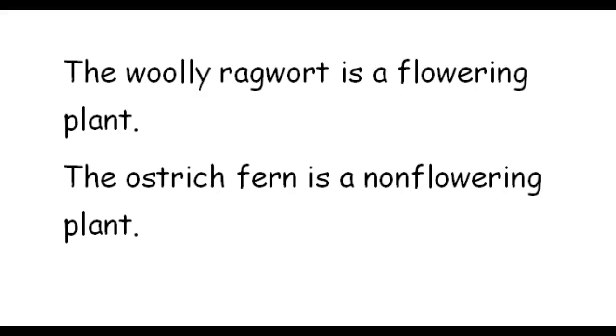So in Sarah, Plain and Tall, there was a song about the woolly ragwort that Caleb made up. We're going to look at these sentences and see if we can figure out how to use the meaning of the prefix non to determine the meaning of a new word. Okay? The first sentence: the woolly ragwort is a flowering plant. The ostrich fern is a non-flowering plant. The first sentence tells me that the woolly ragwort is a flowering plant, or a plant that has flowers. The second sentence tells me that the ostrich fern is a non-flowering plant.